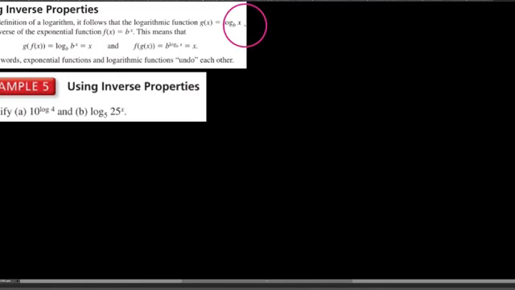Okay, YouTube, in this video we're going to be exploring the inverse properties of exponential functions with logarithmic functions. And so let's go ahead and start by talking about what we mean by a logarithmic function in the first place. We've seen exponential functions.